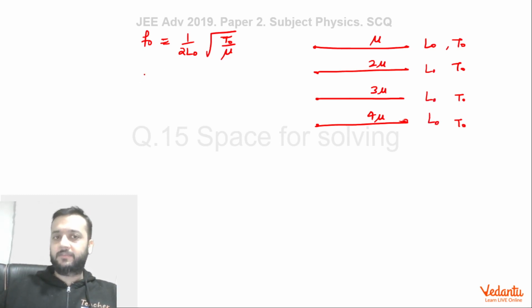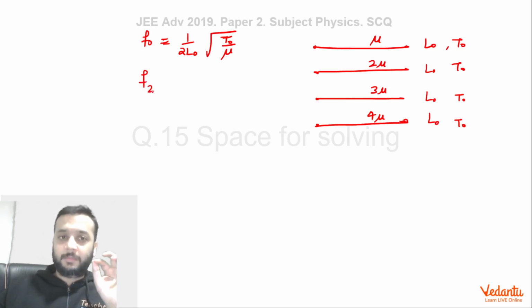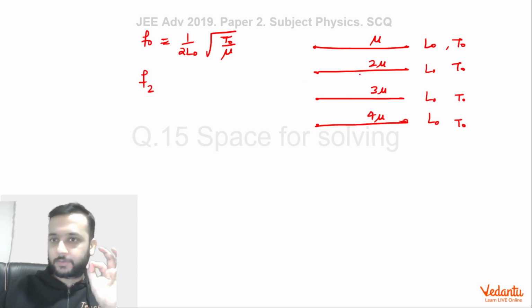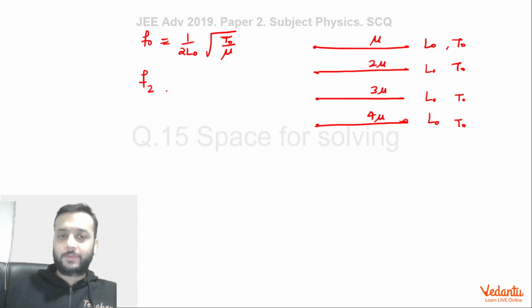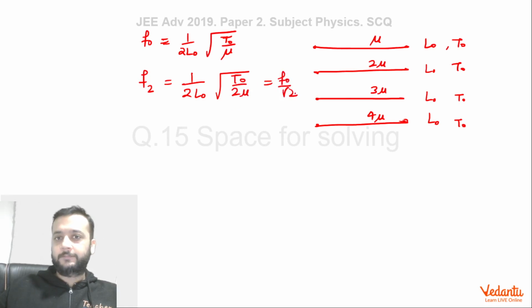So if we talk about the fundamental frequency of the second string, let's call this F2. Remember, F2 is not the second harmonic. F2 means the fundamental frequency of the second string. So I am using F2 to represent the fundamental frequency of the second string. So F2 will be equal to 1 upon 2 into length into root of tension upon mu, which is 2 mu. So it is easy to see what this value will become: F0 upon root 2. I have to represent all the frequencies in terms of F0, so the first frequency will also be F0 upon 1, meaning F0 into 1 or 1 upon 1, whatever you want to say.